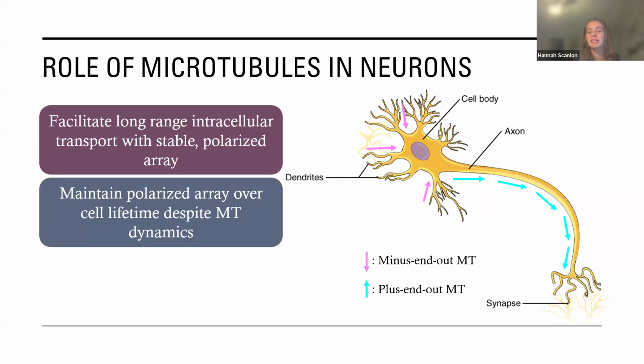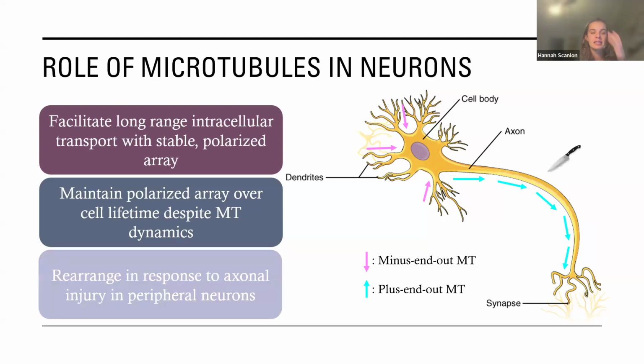So the cell is able to maintain this polarized array over its lifetime, which in our Drosophila larva, for example, is about 5 days. And they do this despite the fact that microtubules are dynamic and turning over on the timescale of minutes. The last behavior we want to capture is the fact that they can rearrange in response to axonal injury, especially in these peripheral neurons. So we want to identify mechanisms that accomplish those first two goals without being locked into one particular polarity array, because that's not what happens in these neurons, as we see evidenced by the behavior after injury.